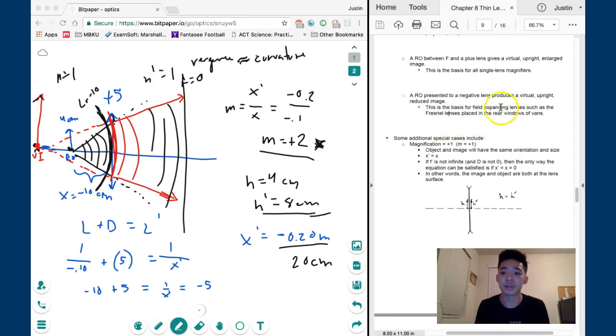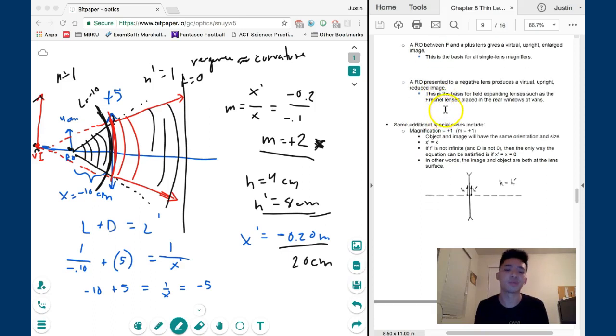Placed on the rear windows of vans. Oh, actually, you did. It was in the prisms. Should be. Maybe it's not.